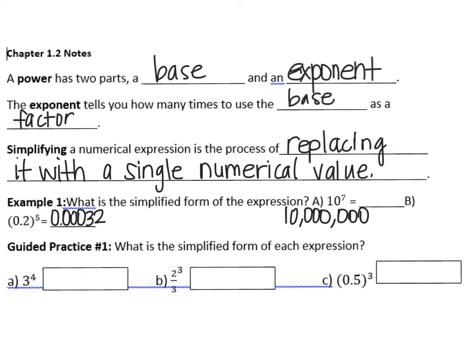Alright, so 3 to the 4th is going to be 3 times 3 times 3 times 3, which is actually going to be 81. B, 2/3 to the 3rd power. That 2/3 is supposed to be in parentheses. And yes, it does matter, but 2/3 to the 3rd power is going to be 2/3 times 2/3 times 2/3. So up top, you're going to have 2 times 2 times 2, which is 8. And on the bottom, you're going to have 3 times 3 times 3, which is 27. And then C, 0.5 to the 3rd power is going to be 0.125.